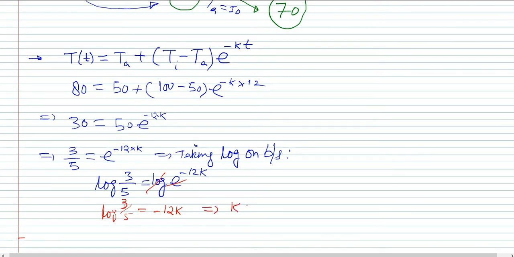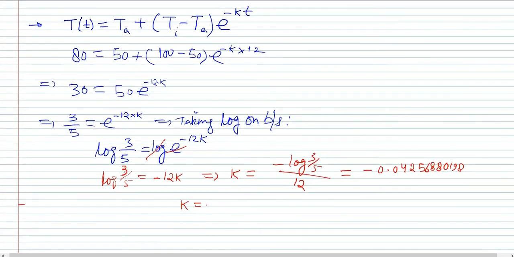Now here we can find the value of k as minus log of 3 by 5 divided by 12. When you use the calculator to solve minus log of 3 by 5 upon 12, you will get k equal to minus 0.04256888... and actually you'll get more digits. Anyways, we needed the value of k and we found it. I'm not going to write it again because it is too long. This is the value of k.